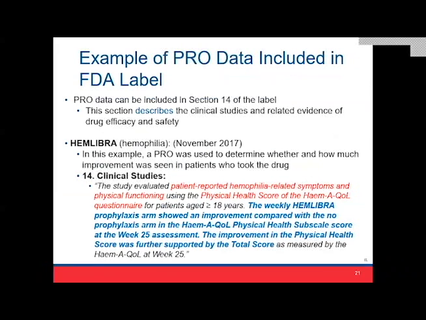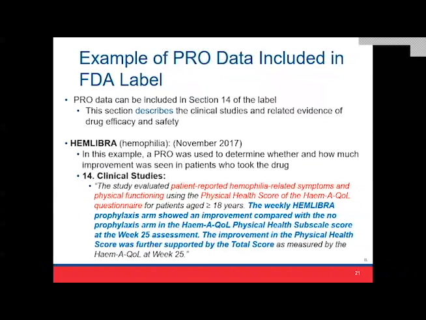So this is an example of an FDA label for a product called Hemlibra. What I wanted to show here is there's a section in the label, in the USPI. It's in the clinical studies section 14. This is where any PRO data is likely to be shown in a U.S. label. It is possible that PRO data might appear in the indication section of the label, but most commonly it's going to be in the clinical studies section.